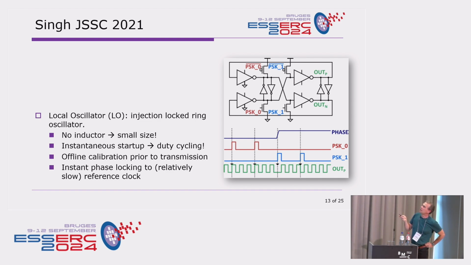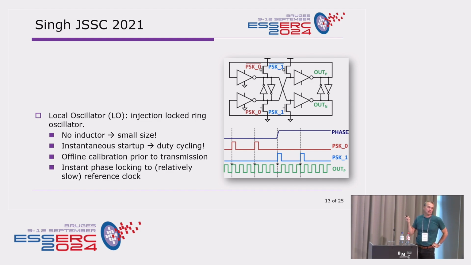You take, I think, a number of inverters, put them in a cross-coupled loop, you can make an oscillator like this. So this is how to make my gigahertz range clock. And they use an injection-locked ring oscillator. And the interesting thing is it doesn't use an inductor, which is nice because it means the size is actually very, very small.